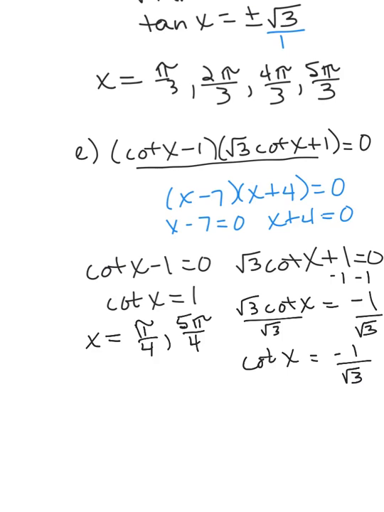Cotangent is negative in quadrants 2 and 4. And so we're going to look in quadrant 2 and in quadrant 4. If we put the x coordinate over the y coordinate and simplify, where would we get negative 1 over square root of 3? That happens at the pi over 3 angles in those two quadrants. So x, our angle, is 2 pi over 3 and 5 pi over 3.